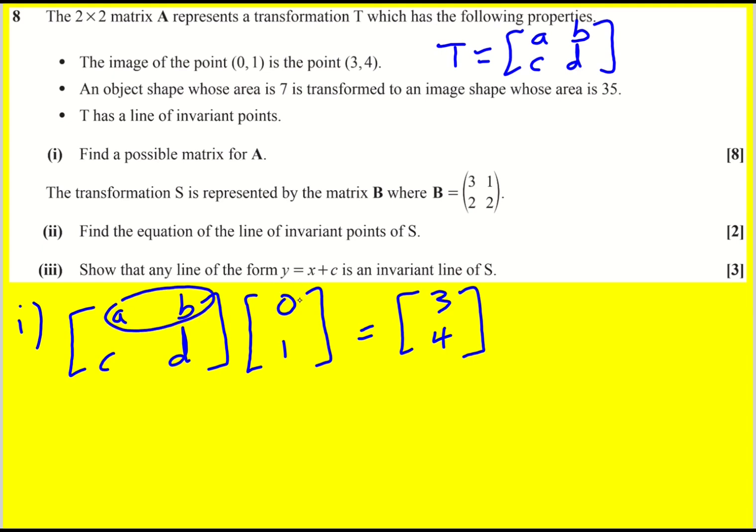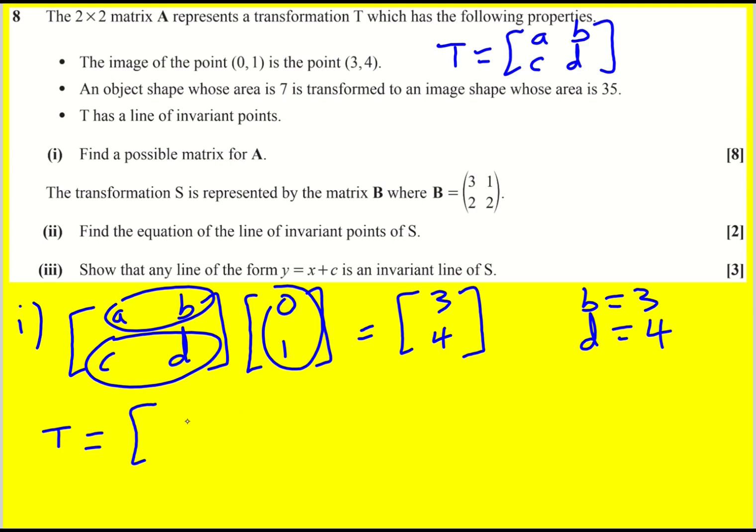So I can actually do this multiplication. I'm going to get a times 0 plus b times 1 is 3. And that means b is just going to be 3, because it's just b equals 3. And then I do the bottom one. I'm going to do c times 0, that's just 0, plus d times 1 equals 4, so d is 4. And I'm on my way. So let's just keep track of it. We've got T equals (a, 3; c, 4) so far.